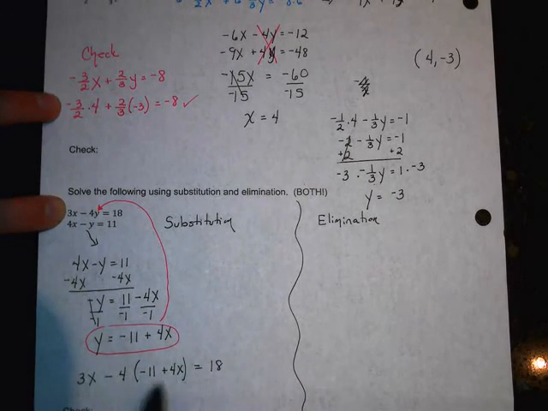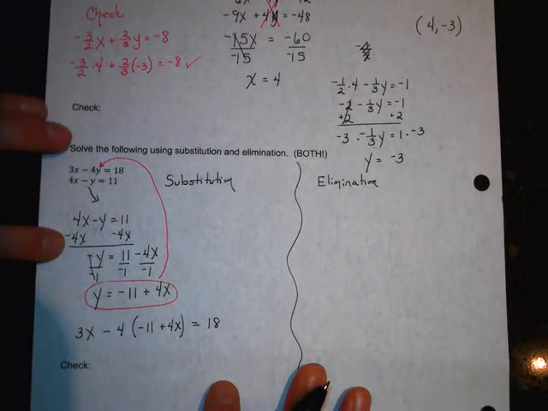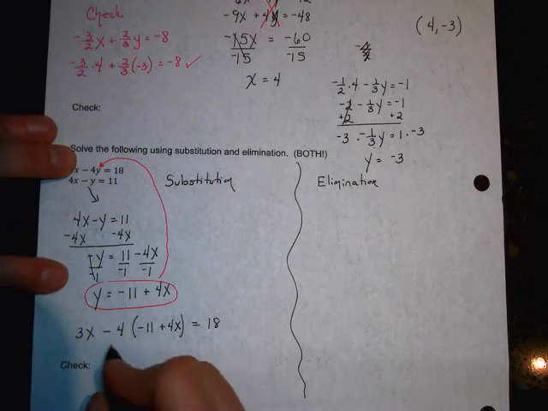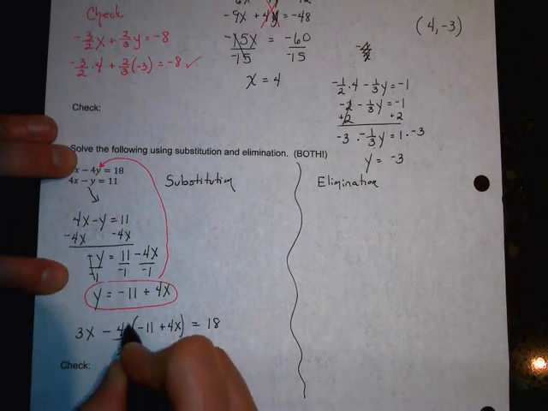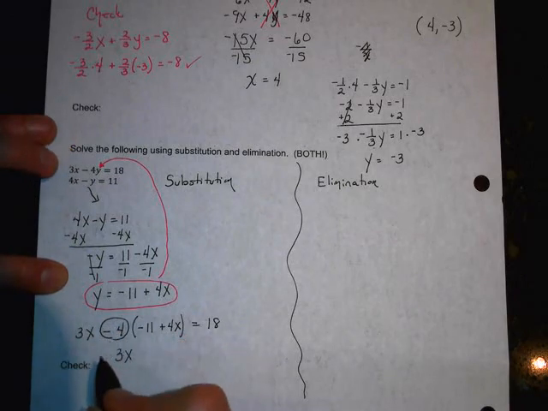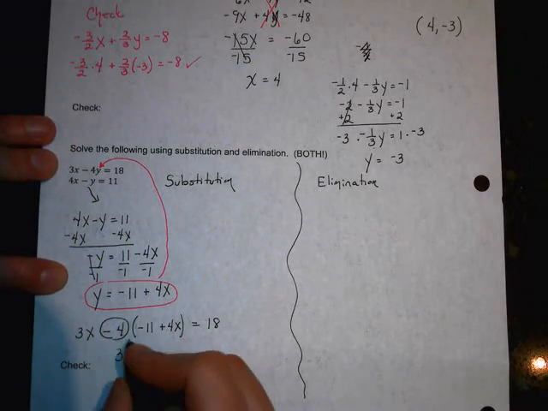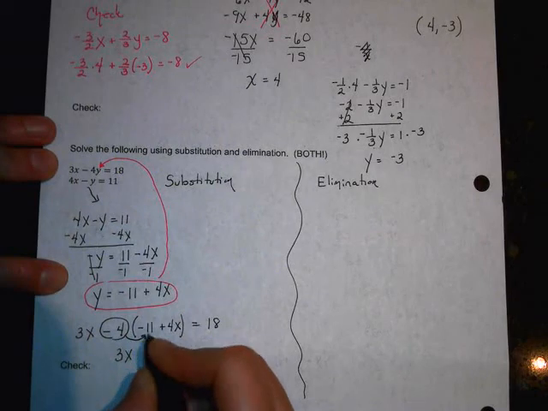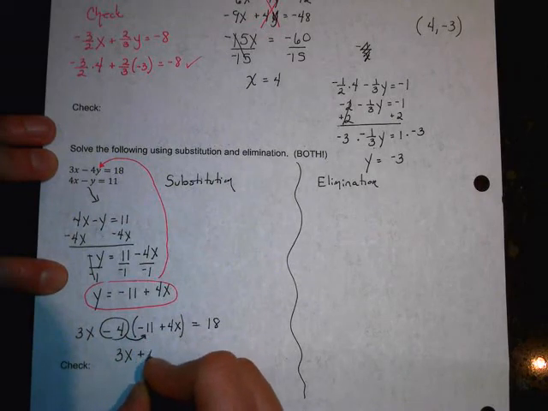We know how to solve these. So let's get rid of the parentheses. So I'm going to distribute through the negative 4. Remember, you can't separate the number and the sign. So negative 4 times negative 11 is positive 44. And then negative 4 times positive 4x.